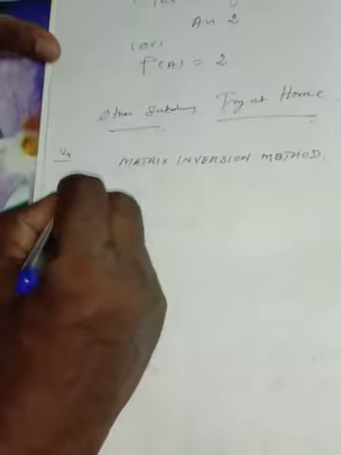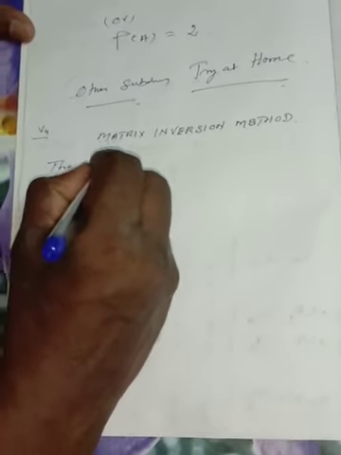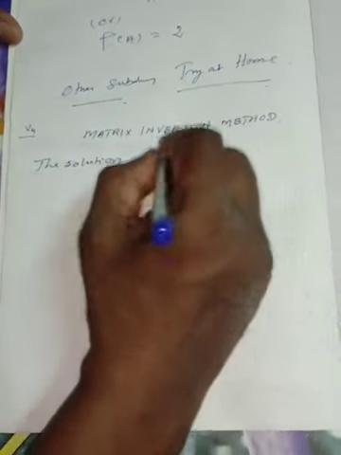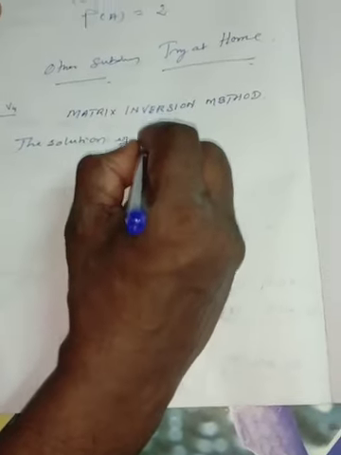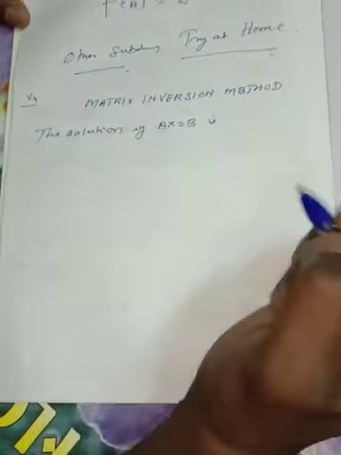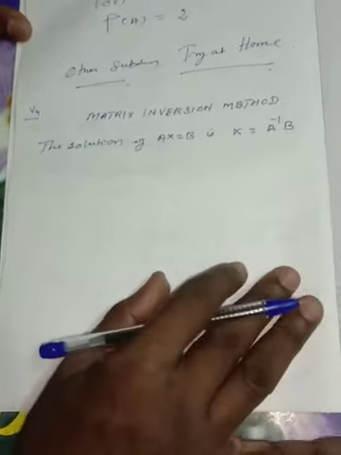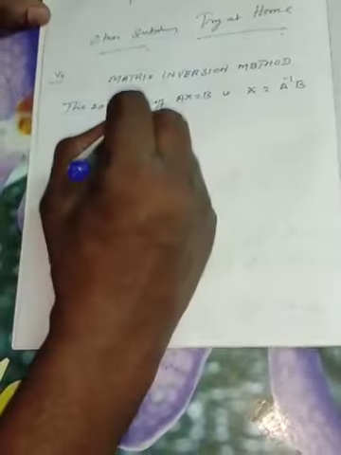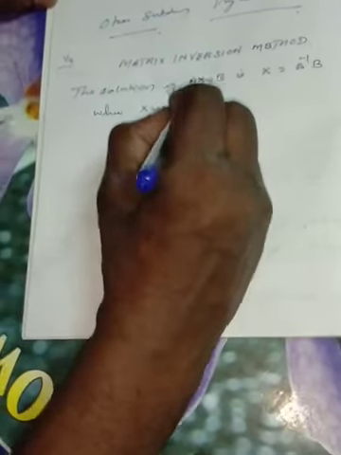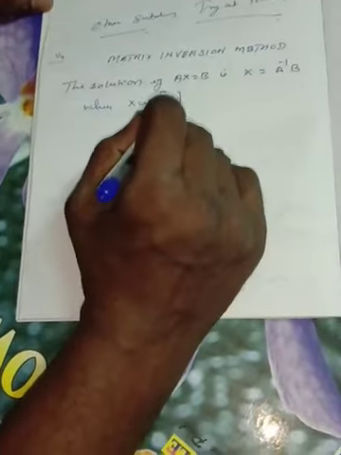The solution of Ax is equal to b. The solution of Ax is equal to b is X is equal to A inverse b, where capital X is small x, comma y. The relation between x and y, given two equations, then capital X is xy.